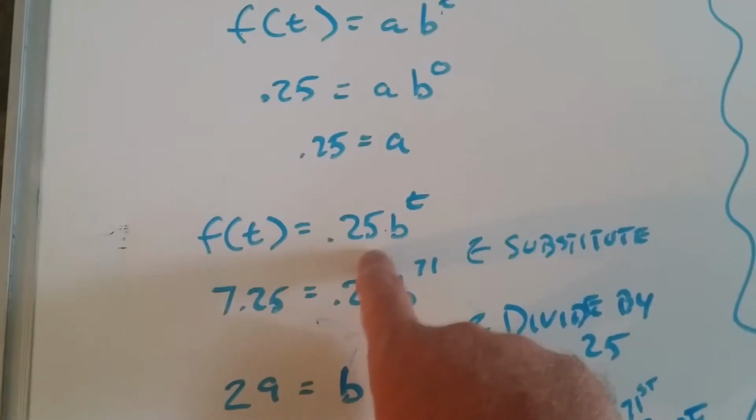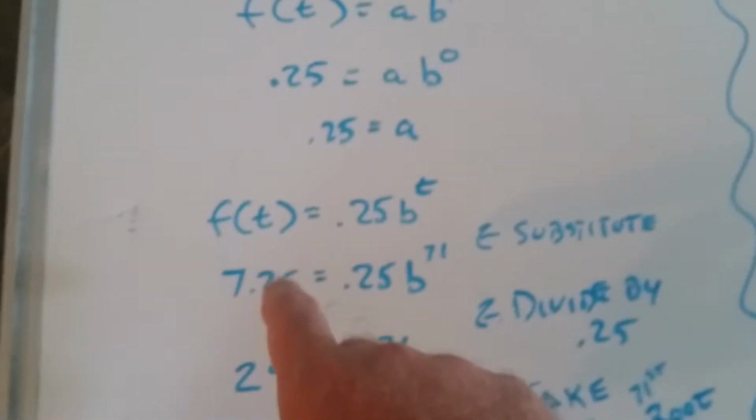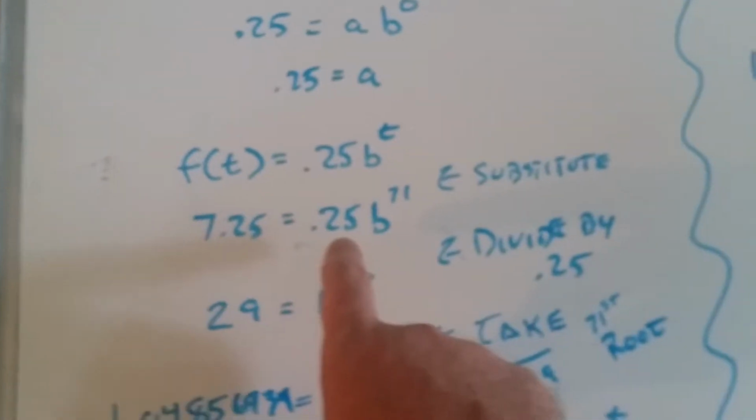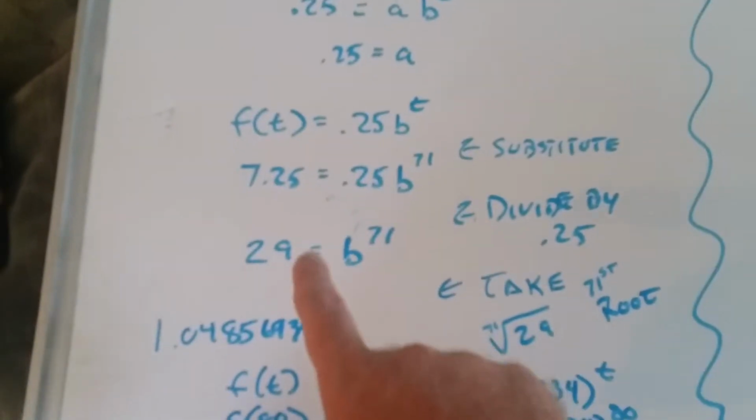It's your starting value, and it's b to the t. So we still need to figure out what b is. We can use the other point for that. We're going to plug in 71 and see what comes out. First you divide both sides by 0.25, and you'll find out that's 29 over here.